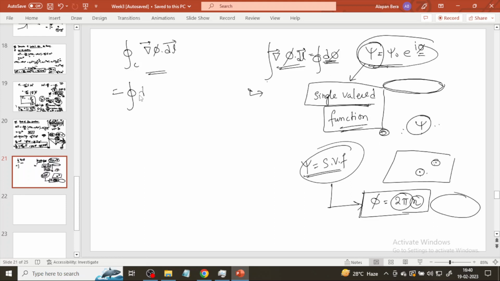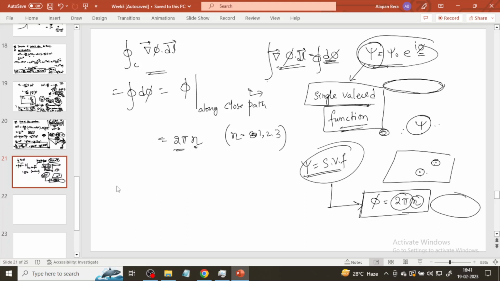This is basically d phi, and so the change of phi along a closed path can only be some constant n times 2 pi, where n can be 0, 1, 2, 3, and so on. So this we have got.